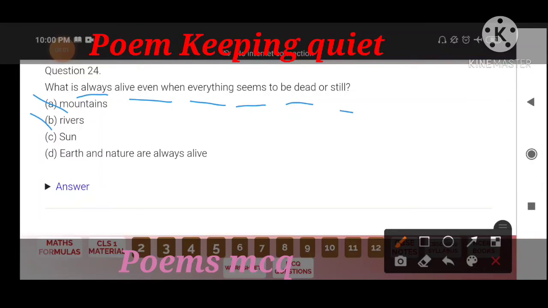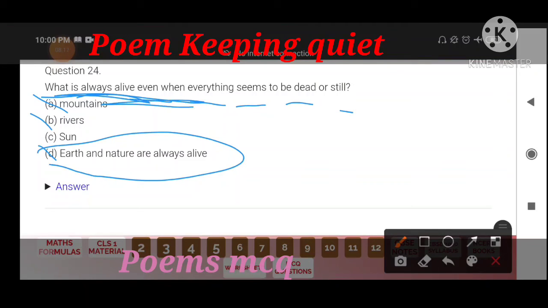Mountains, rivers, sun, earth and nature are always alive. So the answer is earth and nature are always alive. What is always alive even when everything seems to be dead or still? So nature and earth.